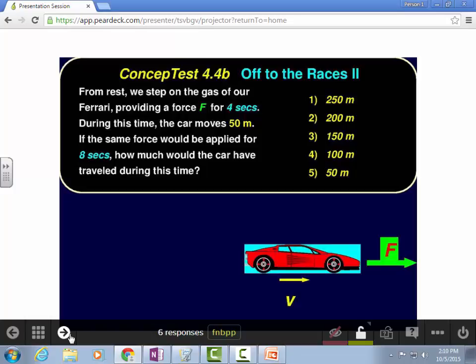Don't forget your kinematics. X equals 1/2 AT squared, which is 1/2 F over M T squared. Delta X is equal to 1/2 A T squared, but A is equal to F over M. So it's 1/2 F over M T squared. Notice you double the time. What's going to happen to displacement? Quadruple.